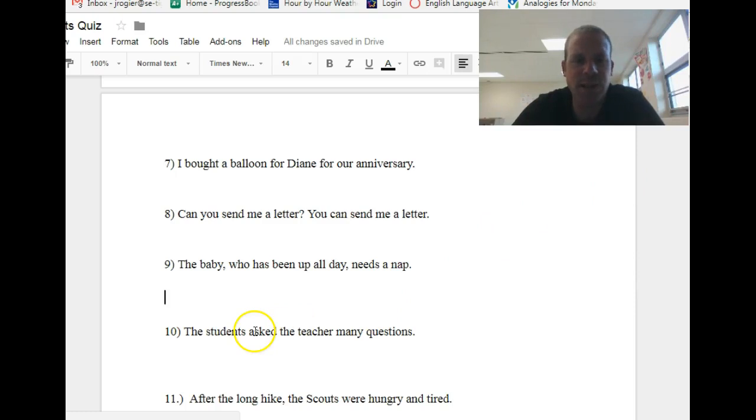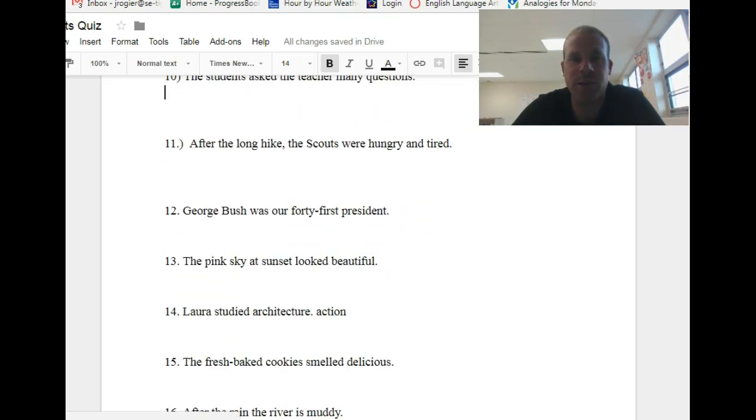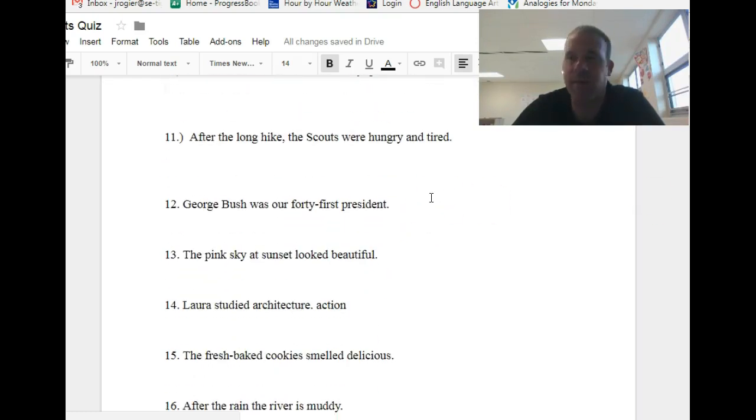Number 10, the students asked the teacher many questions. Students asked. Whom or what did the students ask? They asked questions. Who did they ask the questions to? Teacher. So teacher's the indirect object. Questions was the direct object there. Now, starting at 11, we start to see the appearance of a lot of linking verbs, and so we have a lot of predicate adjective, predicate nominative answers.